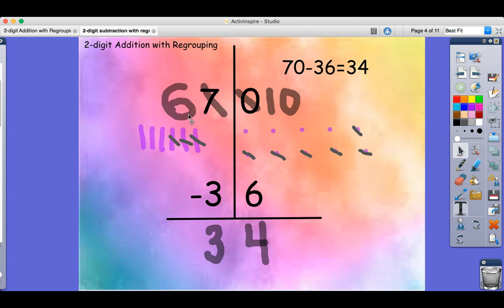Okay, then over here in the tens place, I remembered, okay, I already borrowed a 10. So instead of 7 minus 3, it's now 6 minus 3. I drew those out. I took away 3, and I see that we are left with 3. So I see that our difference is 34.